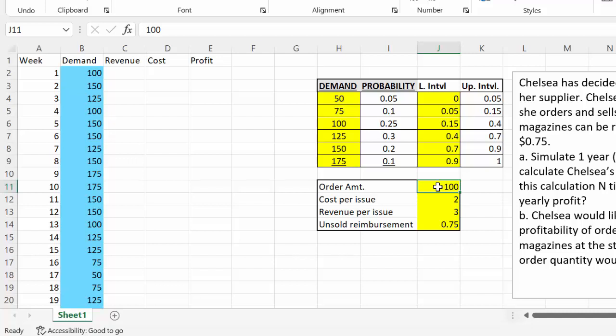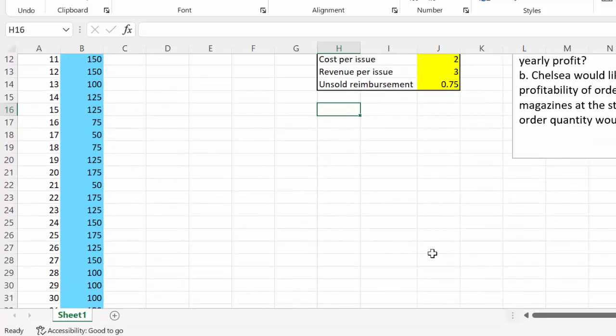So what you'll see is that revenue differs based on demand. When demand is 100 or more, she sells out. She would sell out here, here, here, and here. But on certain days she's got 100 magazines and doesn't sell out, for example 75 here, 50 here, 75. So she doesn't sell out, and she has to send some of those back to the supplier to get some money back. So our revenue is dependent upon what the demand is.